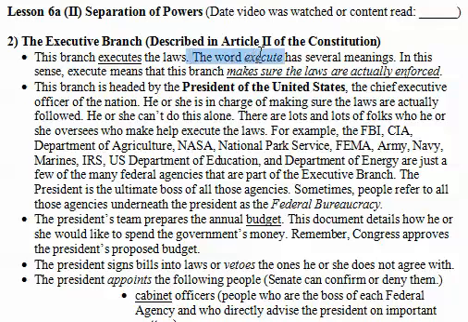The word execute has several meanings. You probably thought of the meaning that means to take someone's life. No, that's not what we're talking about. In this sense, execute means that this branch of government makes sure that the laws are actually enforced. To execute sometimes means to make sure things are done, right? So that's what the executive branch does.